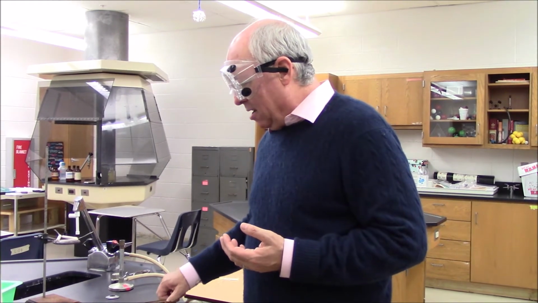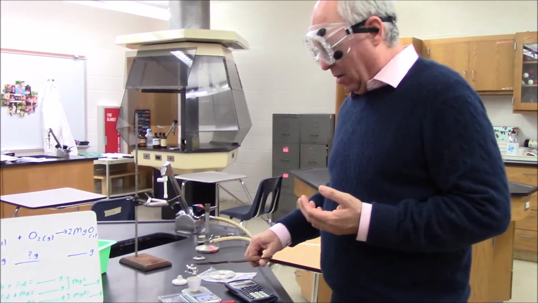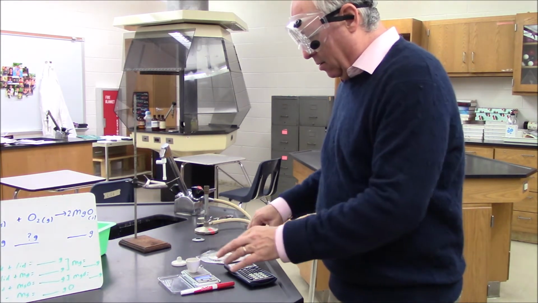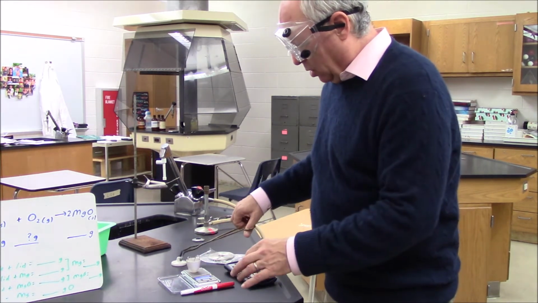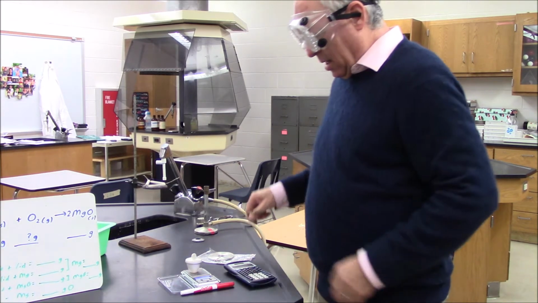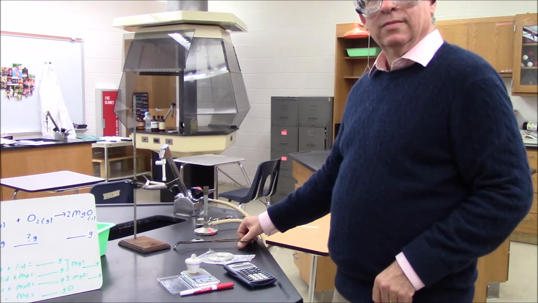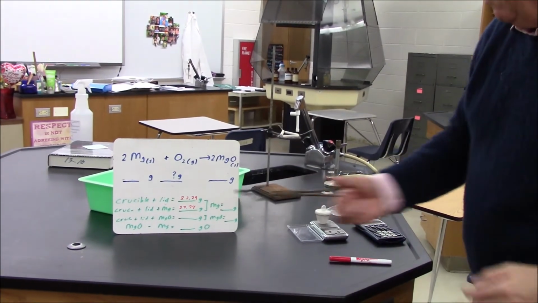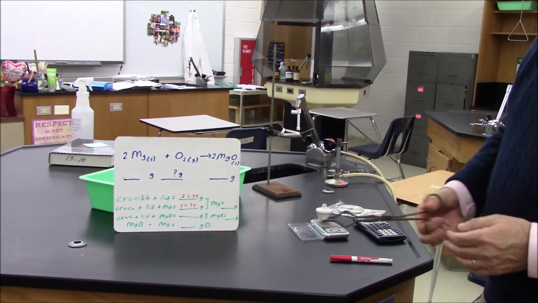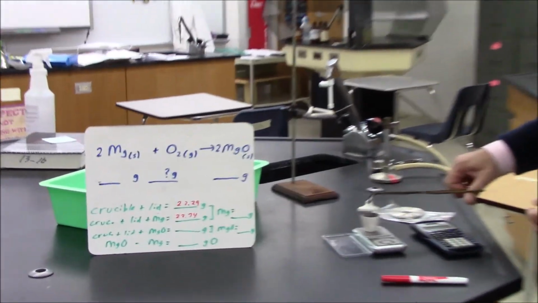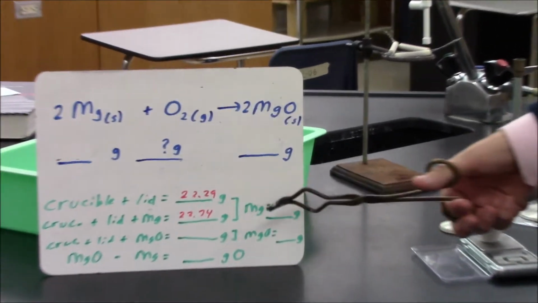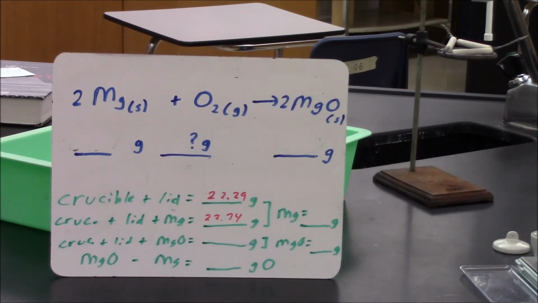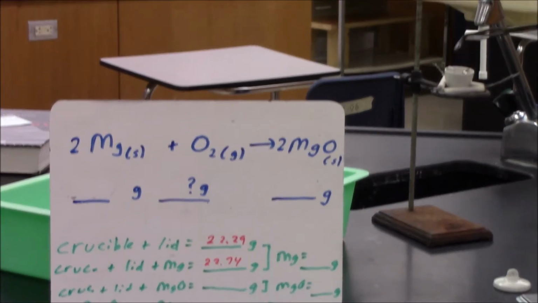Now I'm going to add my magnesium. So that was 22.29. I'm going to add my magnesium metal, put the lid back on, and weigh it again. So we've got the mass of the crucible and lid. We've got the mass of the crucible, lid, and magnesium. And the difference in that, which you can figure out, and we will later, will be the mass of the magnesium.